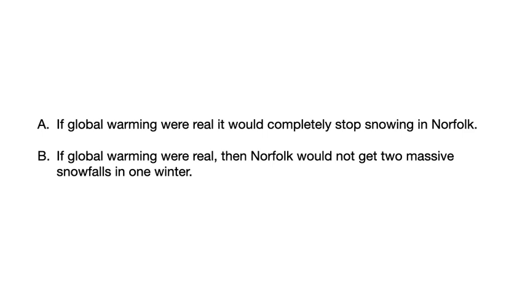If global warming were real, it would completely stop snowing in Norfolk. Or: if global warming were real, then Norfolk would not get two massive snowfalls in one winter. Which one do you think is better here? Both would support the conclusion. Which one is less controversial or more likely to be true? Well, B, right?